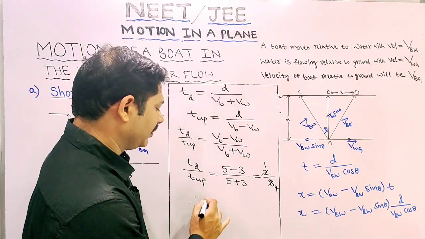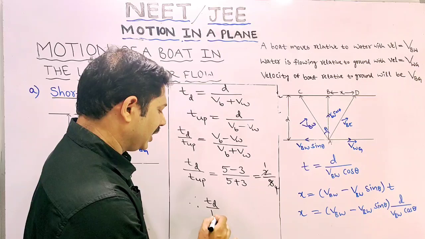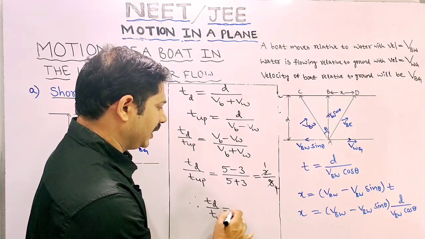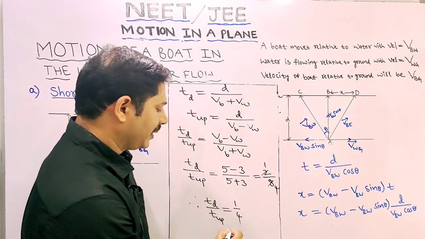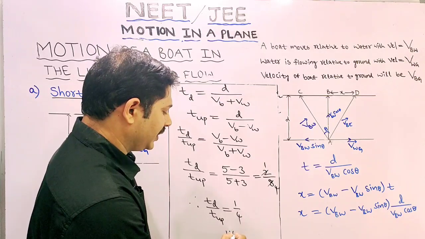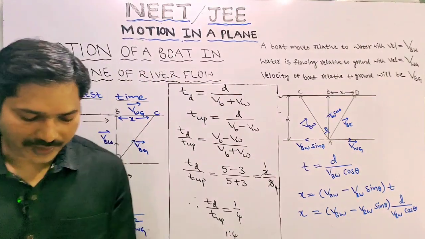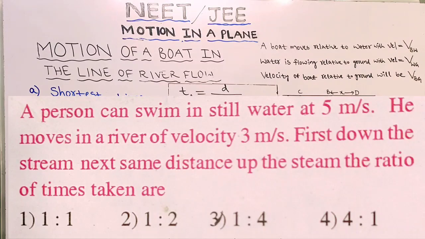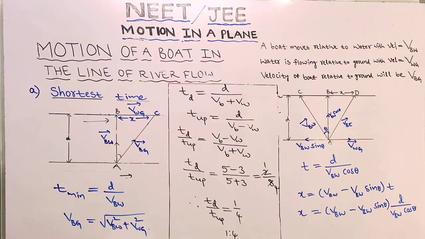Therefore the ratio of downstream to upstream, how much? 1 by 4, so that is 1 is to 4. So 1 is to 4 is the ratio. Which option is correct? The third option is correct.